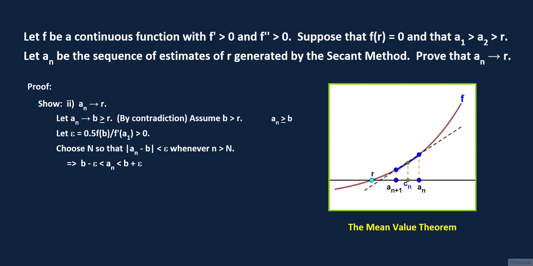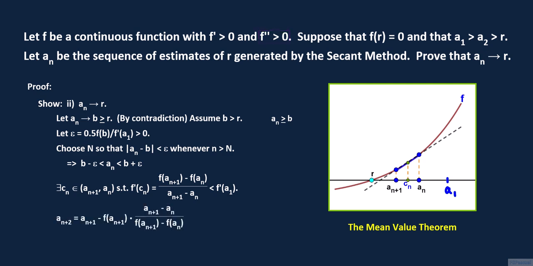There is a value c sub n between a sub n plus 1 and a sub n such that f prime of c sub n equals the secant slope between a sub n plus 1 and a sub n. Since f prime is strictly increasing and c sub n is less than a sub 1, f prime of c sub n is less than f prime of a sub 1. By the secant method recursion, a sub n plus 2 equals a sub n plus 1 minus f of a sub n plus 1 times the quantity a sub n plus 1 minus a sub n divided by the quantity f of a sub n plus 1 minus f of a sub n.